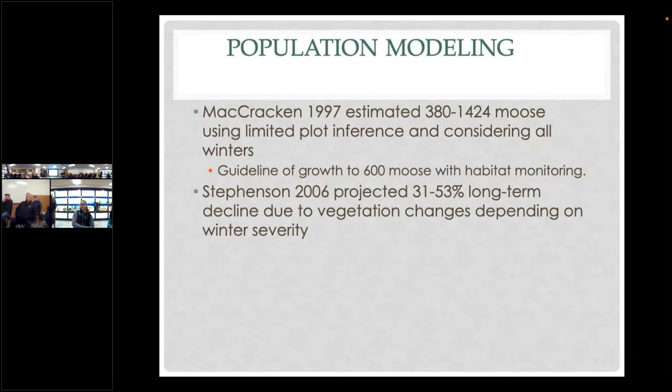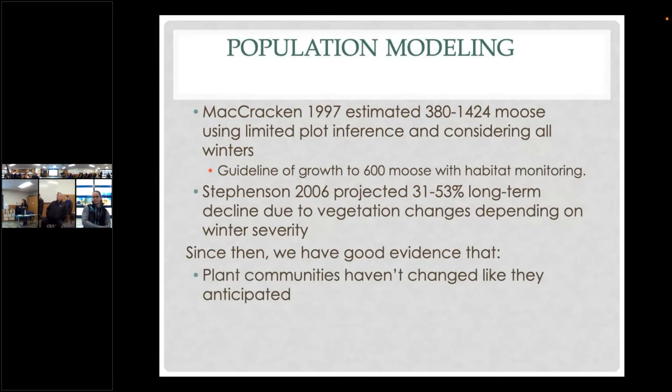In 2006, Stevenson projected that we were going to have a 31 to 53% long-term decline due to vegetation changes, depending on winter severity. So what he was thinking about there is conversion from willow habitat to alder habitat, and maybe even to spruce habitat. And he was very worried about this, and they were using satellite map projections.